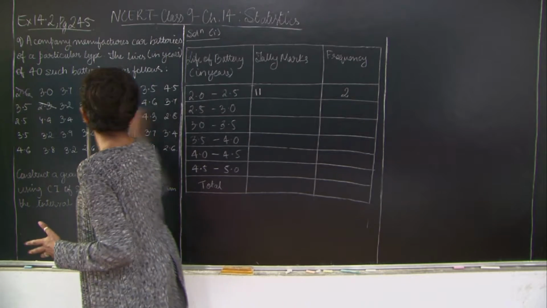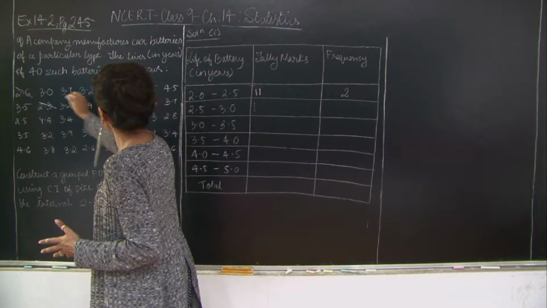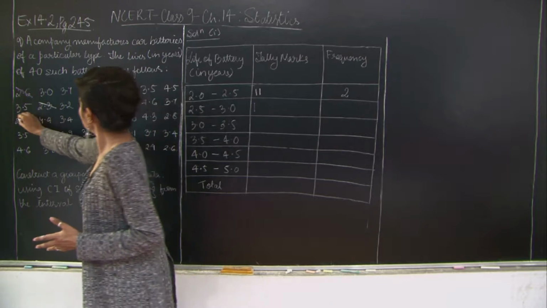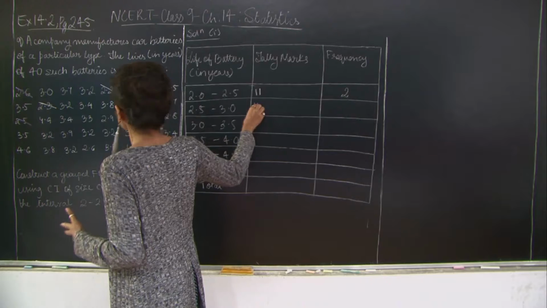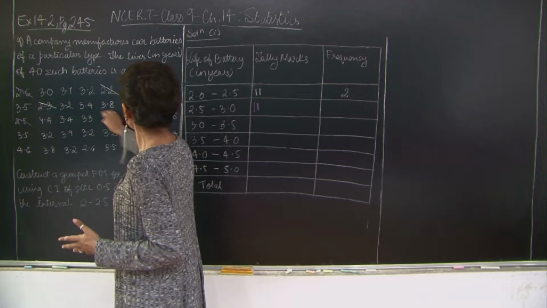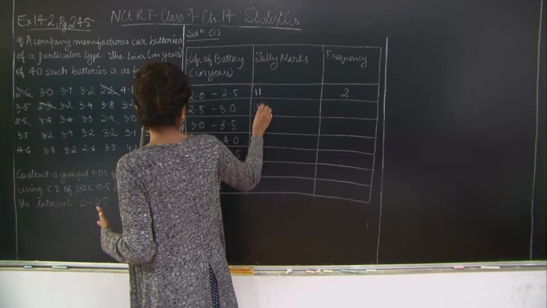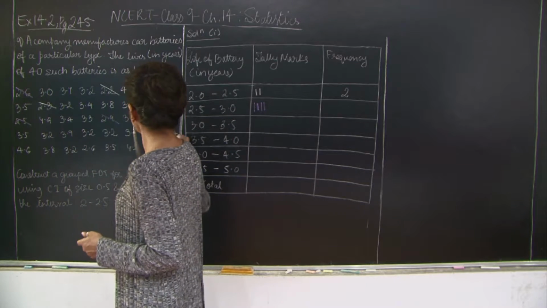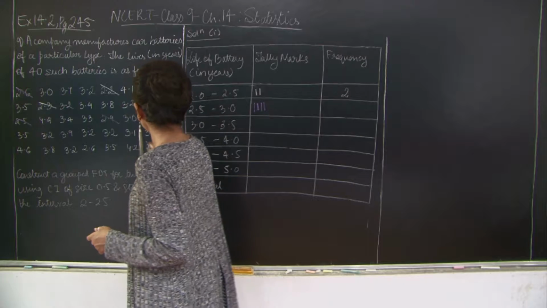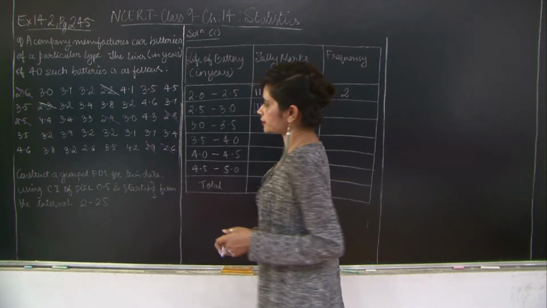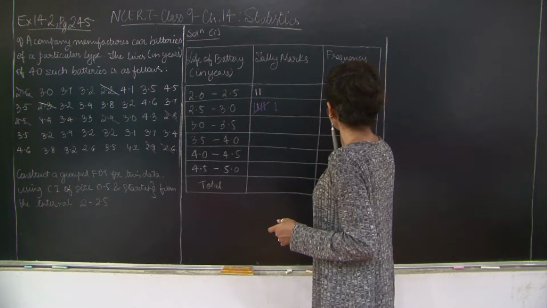So you have 1, 2, 3, 4, 5 and 6. So this count is 6.